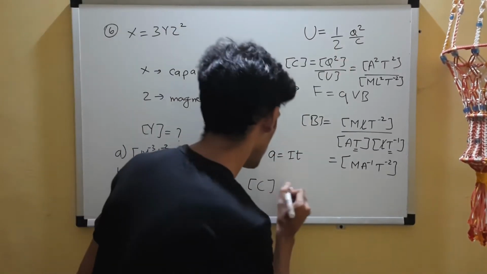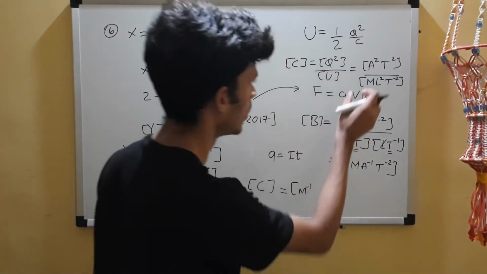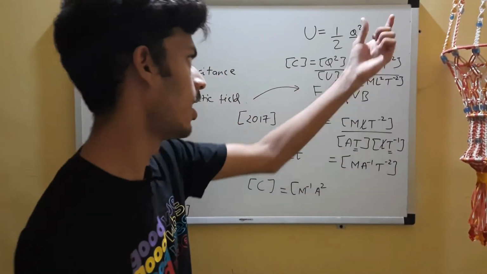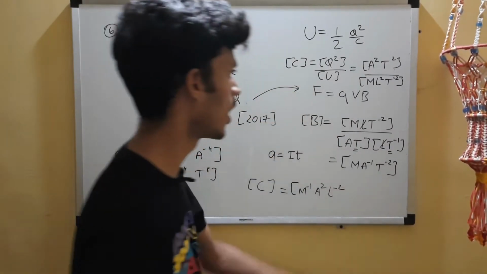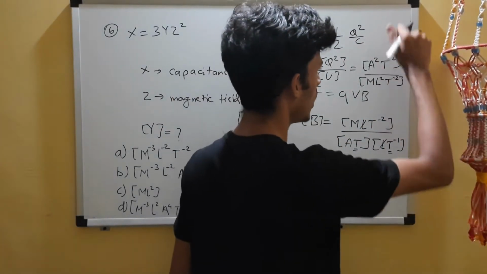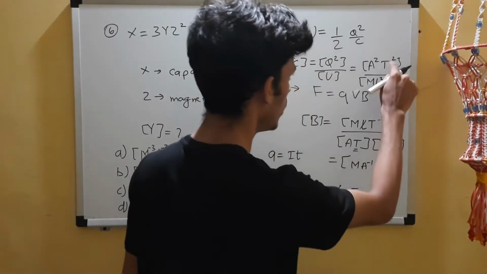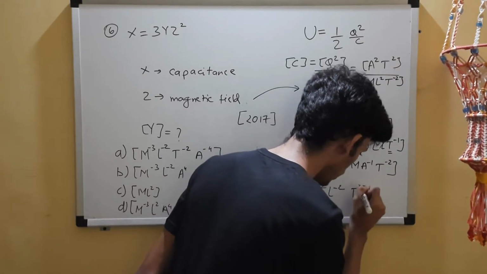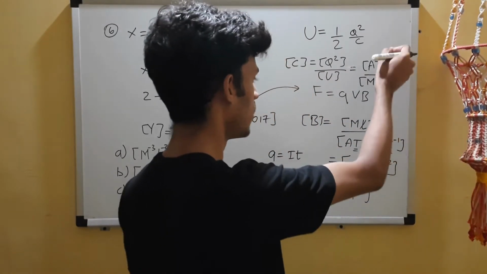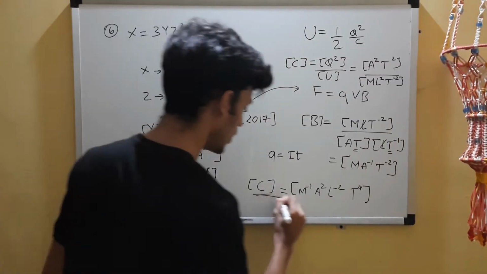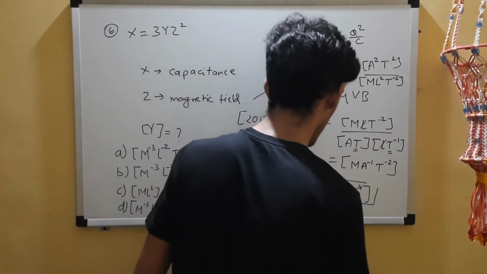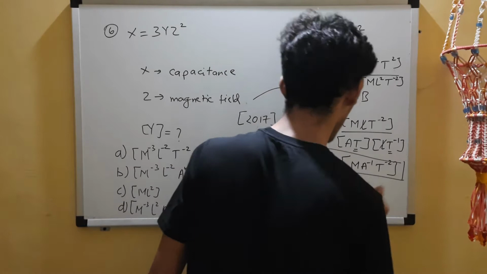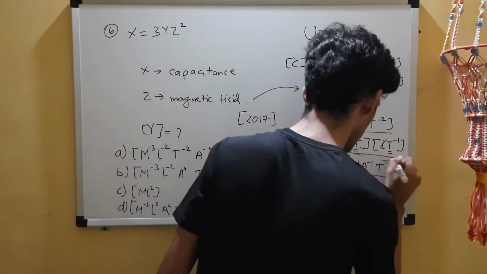So you'll get M to the power minus 1 first of all, A square, again you'll have L to the power minus 2. I'm just shifting that up, and if you move that up, T becomes 2 plus 2, that will be 4. So this goes on top, it becomes 2 plus 2, 4. So these are the dimensions of C over here and the dimensions of B over here, magnetic field and capacitance.